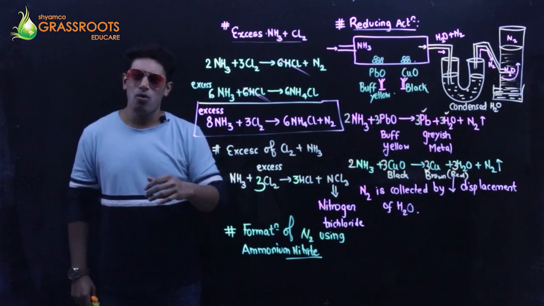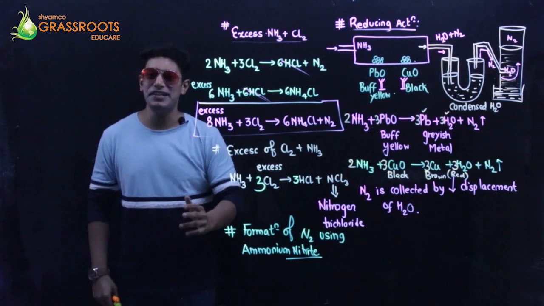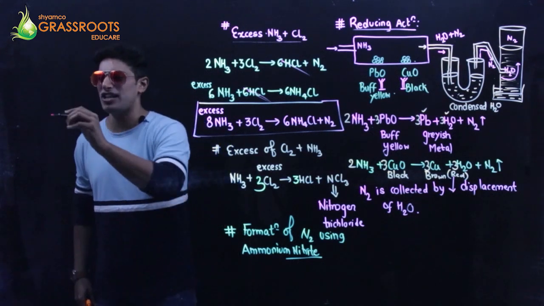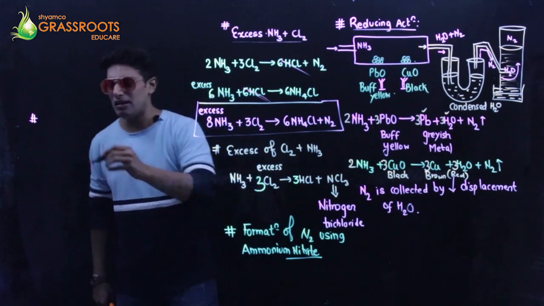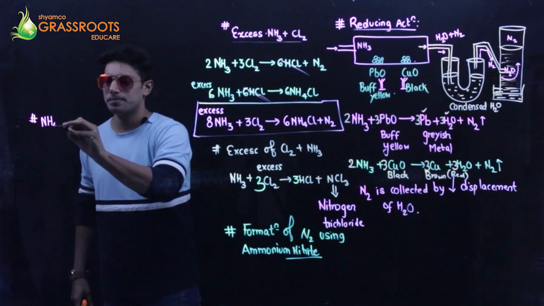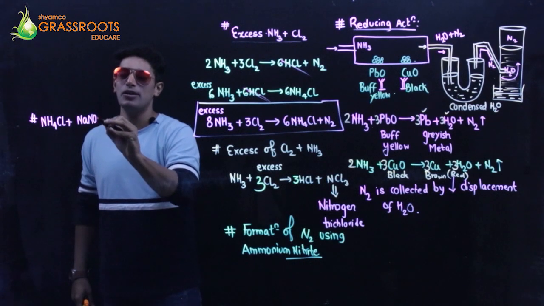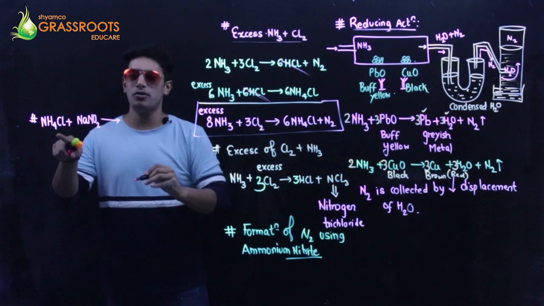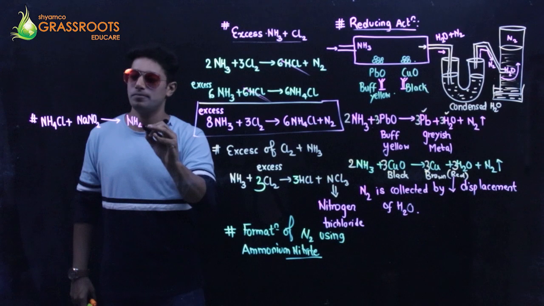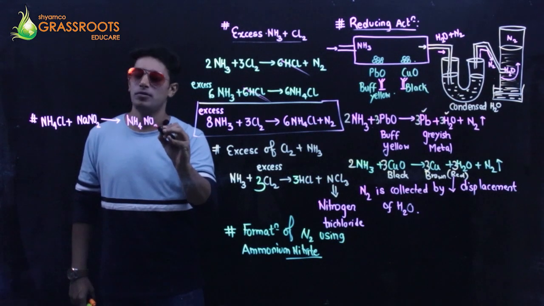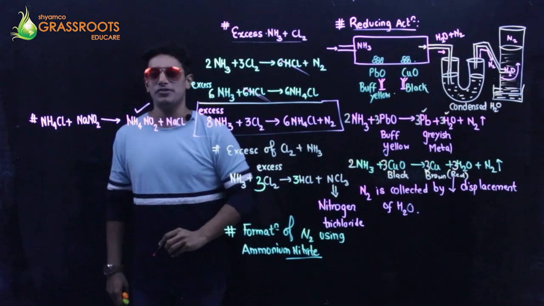First, how will you prepare ammonium nitrite? Let's check this. It's a two-step reaction. You take ammonium chloride, an ammonium salt, a simple one. React it with sodium nitrite, NaNO2. Ammonium chloride and sodium nitrite form ammonium nitrite, NH4NO2, plus sodium chloride. There I got ammonium nitrite.